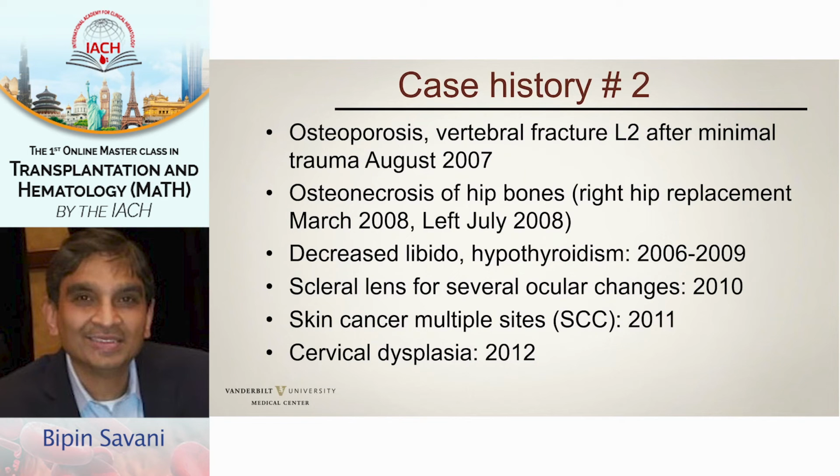She had bony complications: osteonecrosis, osteoporosis, and vertebral fracture with minimal trauma, I would say spontaneous vertebral fracture, and osteonecrosis of both hip joints requiring bilateral replacement. She also had decreased libido and hypothyroidism. She had a scleral lens for severe ocular changes, multiple squamous cell skin cancers, and HPV-related cervical dysplasia. She was a tracer of multiple organ-specific long-term complications, but she was successfully managed in our long-term transplant clinic.